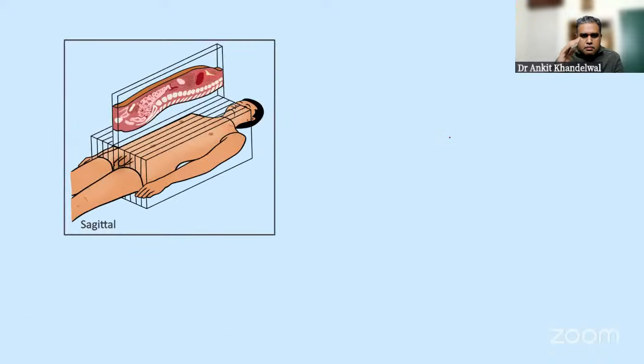Let's move ahead. Planes over here, as we did a question also. It's a sagittal plane image. You're seeing that the plane is going like this, and it is dividing the body into which two parts? Right and left part. Simple as that.